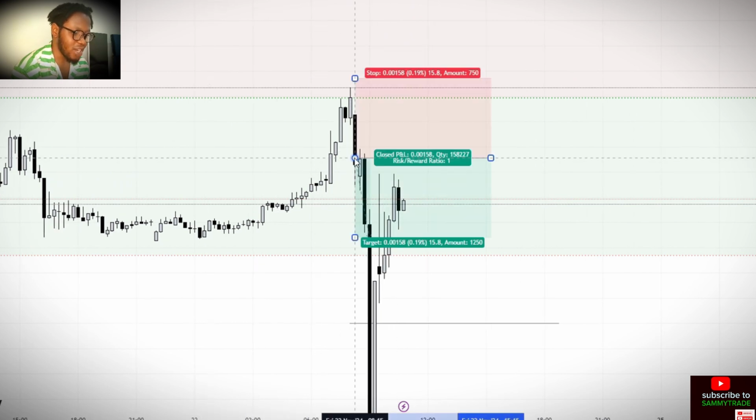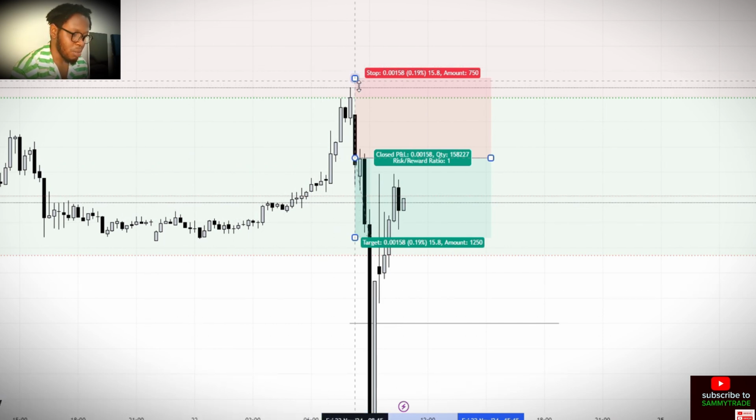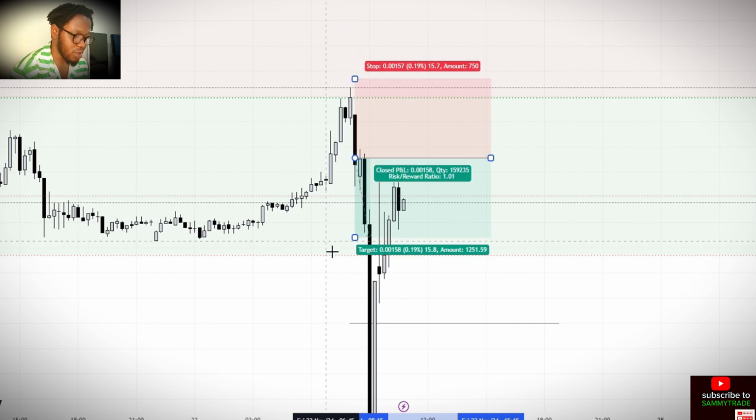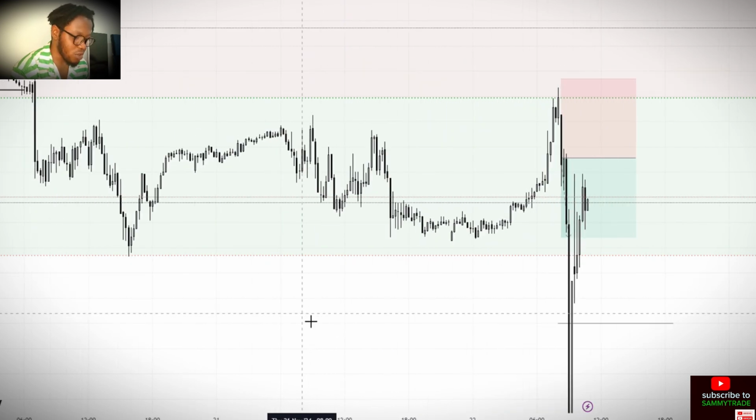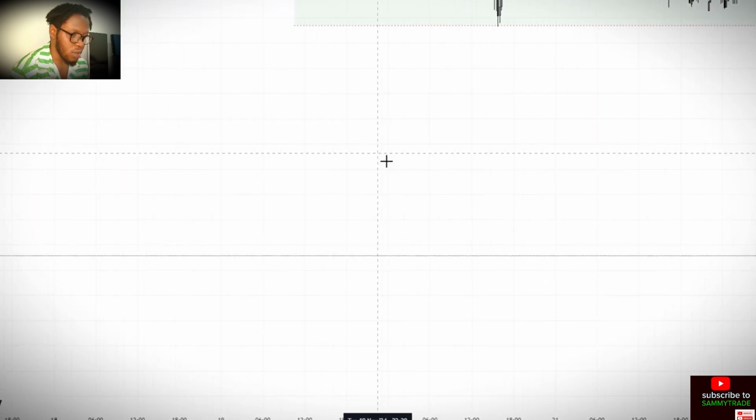I waited for the candlestick to finish forming. Remember, I always do this. Don't forget that. So my stop loss was right above this liquidity sweep here. Then my take profit was right here, guys. Right here.